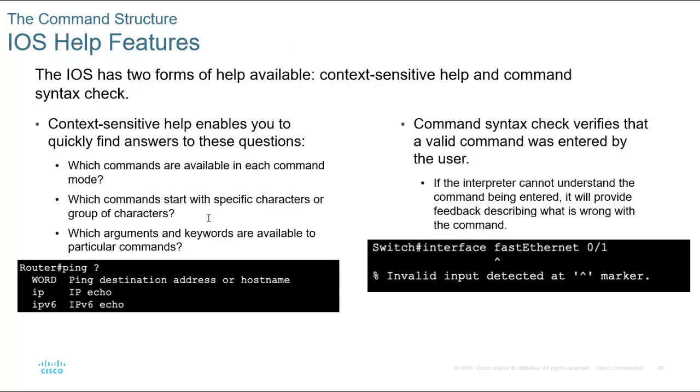And within the operating system, there are a couple forms of help available to you. The context-sensitive type of help makes use of the question mark. For example, if you know the command, but you want to know what keywords or arguments are available, you would type the command, a space, and then a question mark, and it would give you some information. If you wanted to list all of the commands that start with the letter P, you would type the letter P, question mark. You could simply type a question mark by itself, and it would list all of the possible commands depending on which command mode you're in.